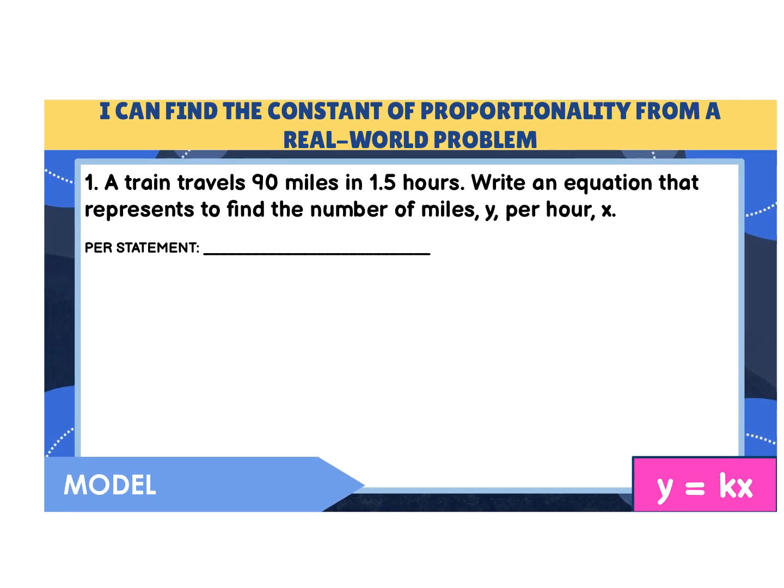So for question number 1, we have a train travels 90 miles in 1.5 hours. Write an equation to find the number of miles y per hour x. So we want to find miles per hour. That's our per statement. We want miles per hour.